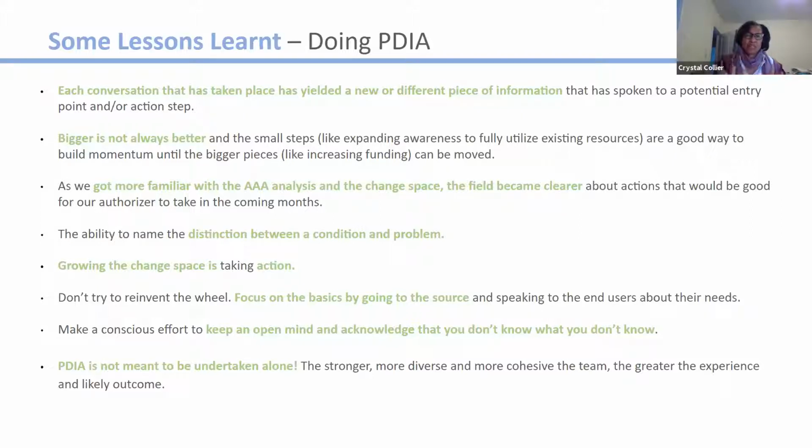Bigger is not always better. And the small steps, I think sometimes where people could get held up is that the problem becomes so big, it's so overwhelming. Therefore, the solutions have to be big, and that becomes overwhelming and can stall a process. So for us, it was really coming to appreciate the small steps.